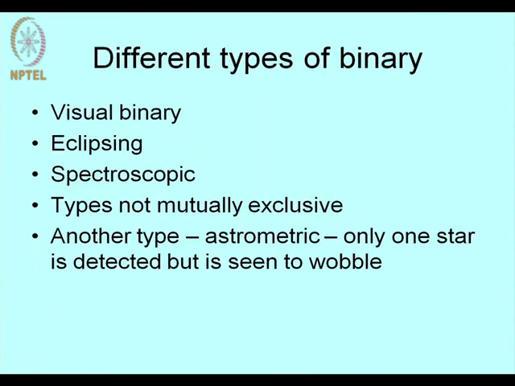And finally, I told you that there were three kinds of binary stellar systems: the visual binary, eclipsing binary, and spectroscopic binary. These three types are not mutually exclusive, so you could have a binary system which is both a visual and a spectroscopic binary, for example. And then I briefly discussed each different type of binary system.